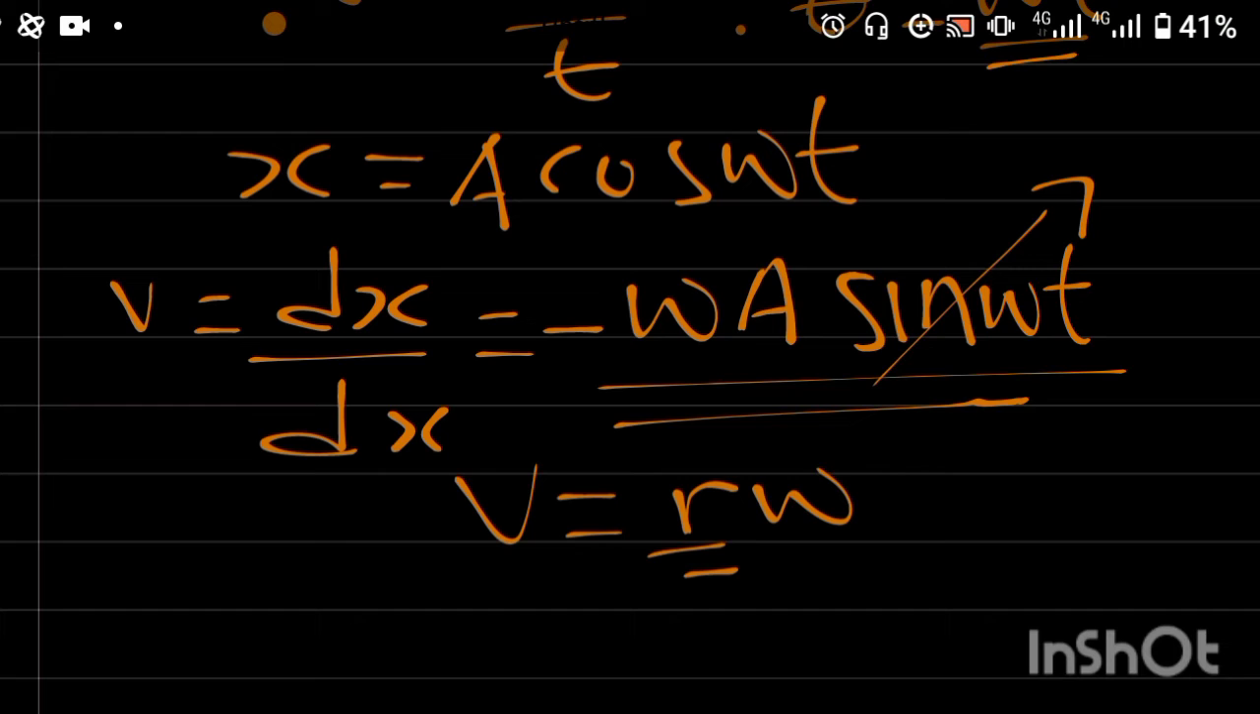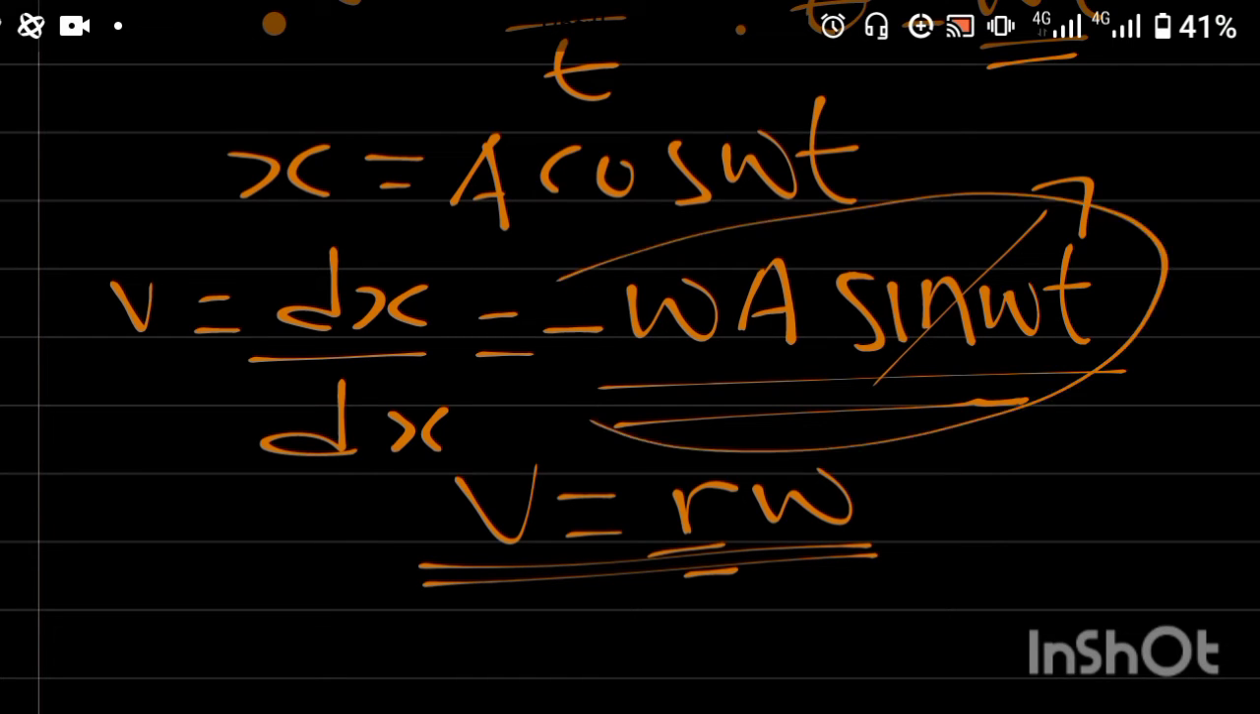That is when the angle is maximum. And when is the angle maximum? When omega t is equivalent to what? 90. That is when the angle is maximum. At that particular stage, the velocity resorts back to this initial value we calculated. But at any given angle, this is the formula we use to calculate the angular velocity.